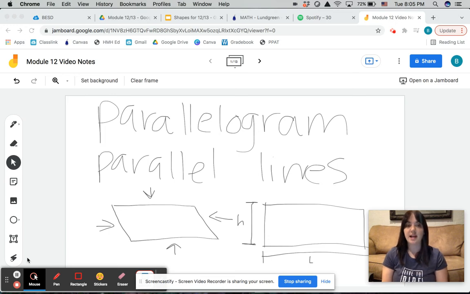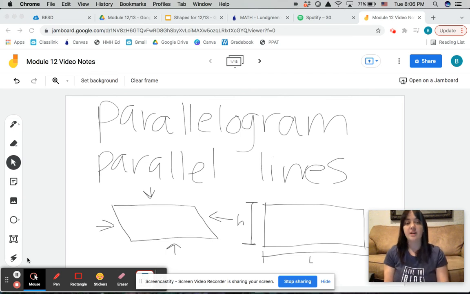So for this hands-on task, I would like you to go to the supply shelf and find the basket on the shelf labeled Parallelograms Hands-on Task 12.1 and get out one parallelogram. Cut out the parallelogram so that it looks exactly like a parallelogram. So cut along the black lines.